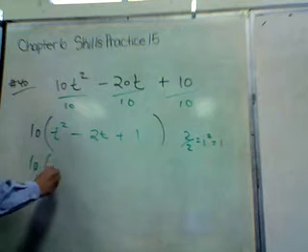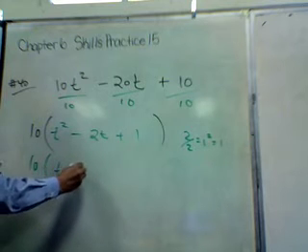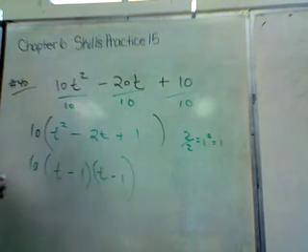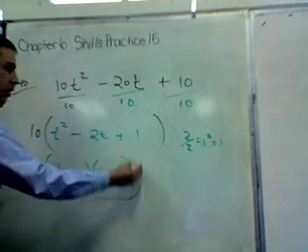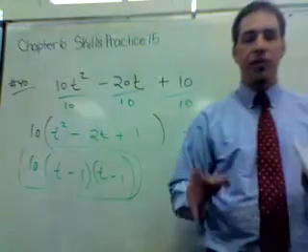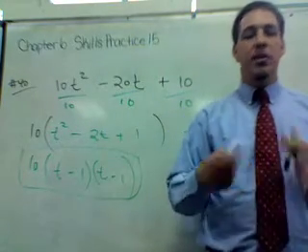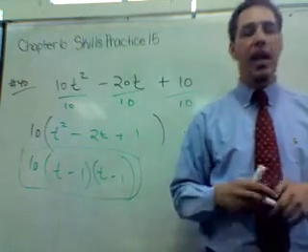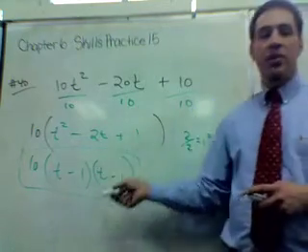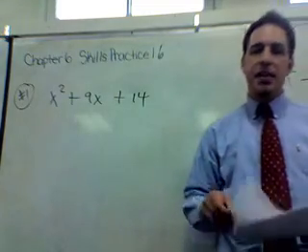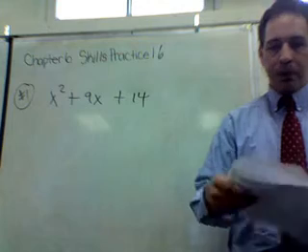So we've got 10 on the outside, and we've got t minus 1 and t minus 1. If you FOIL that out, you'll see that it works. It involves looking for the common factor first, and then looking for either difference of squares or trinomial squares, or factoring it in any possible way you can, and then getting your answer and putting it in this form. We're moving now to skills practice 16, the other side of the piece of paper.